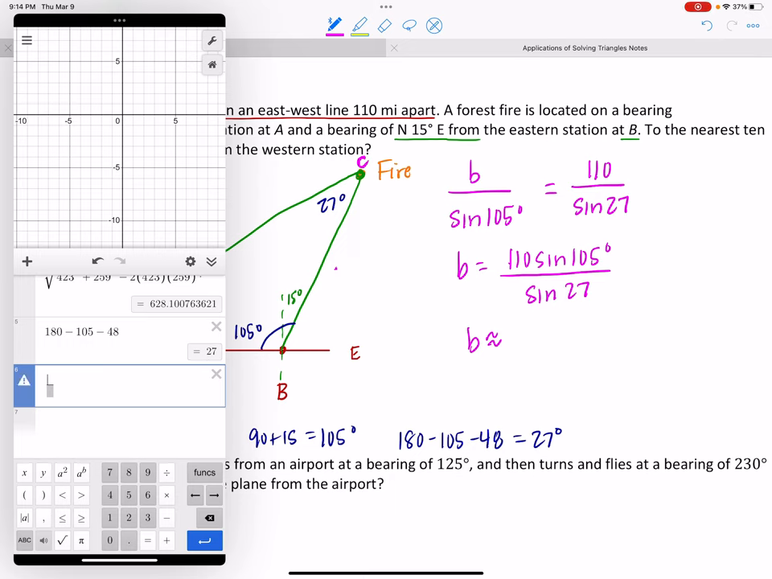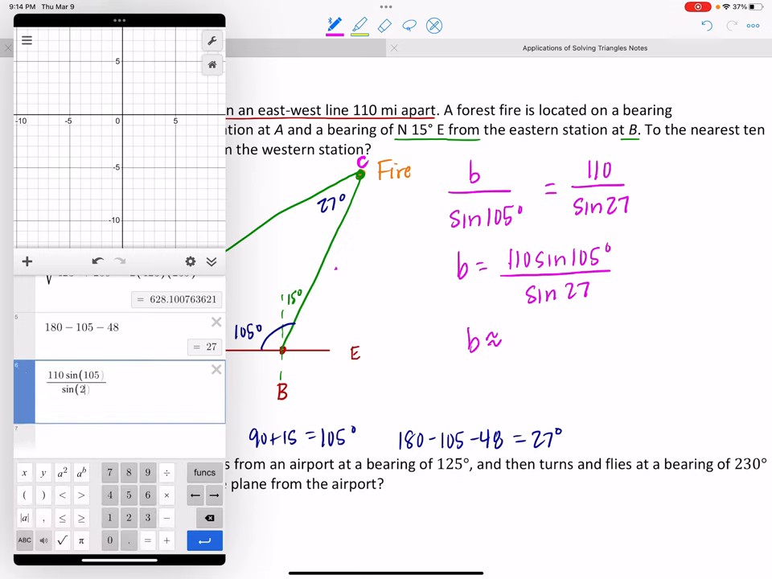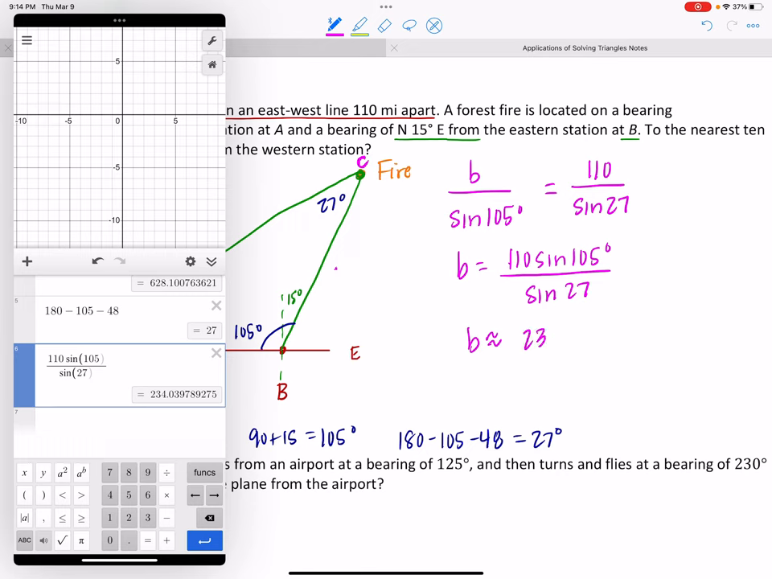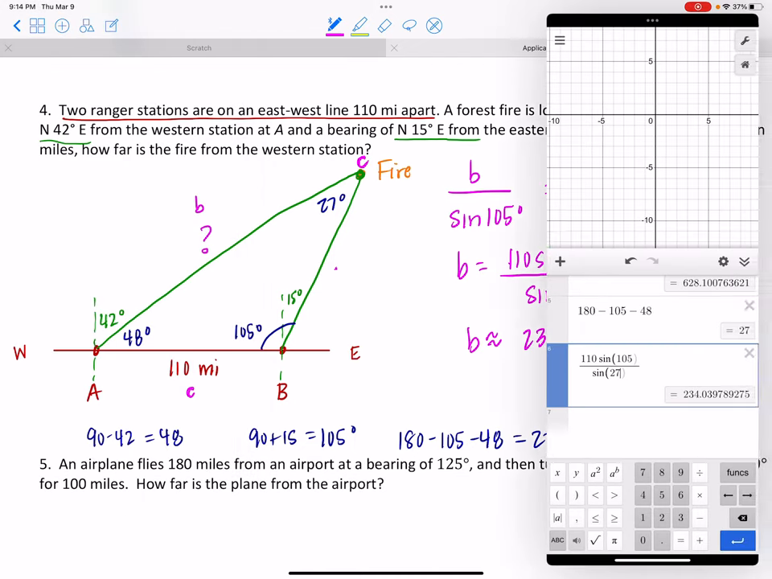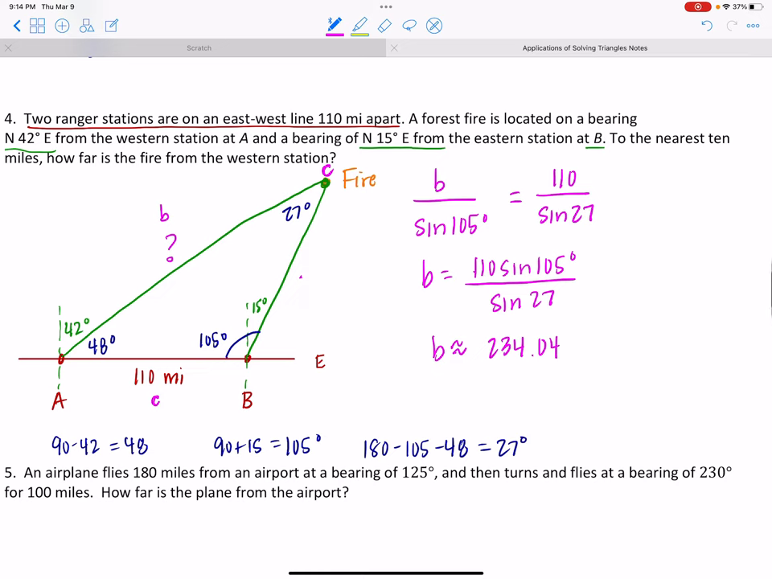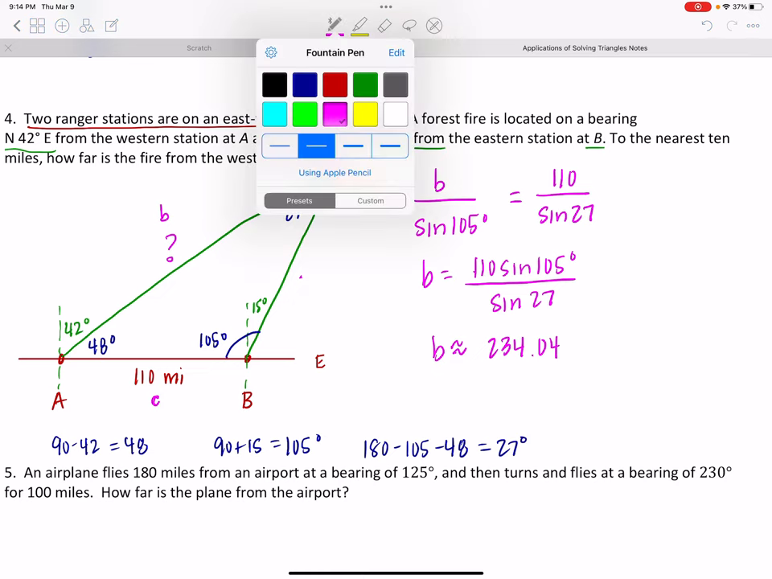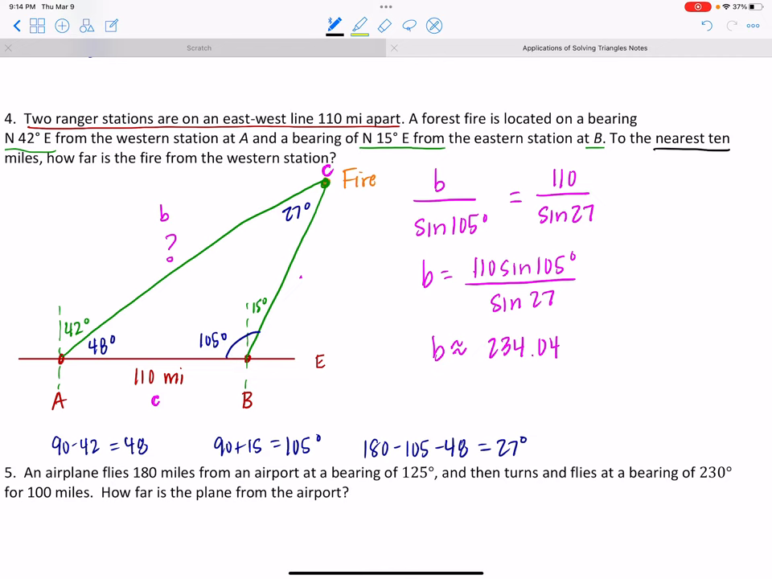And then approximately, the calculator says, let's find out. A fraction, 110 times the sine of 105 in the top and the sine of 27 in the bottom. So we have about 234.04-ish is what the calculator gives us. Now normally I'd box that in, but this one specifically says where to round. It says to the nearest 10 miles, which means I want to round in the tens place. And since after the 3 I have a 4, that 3 is not going to go up. So this is going to round to about 230 miles.